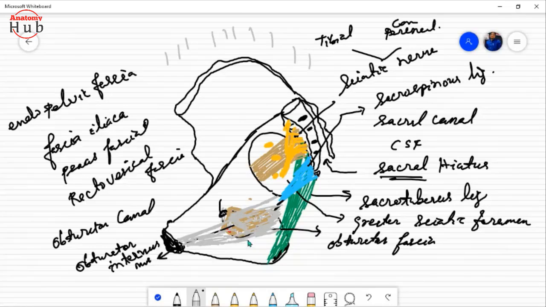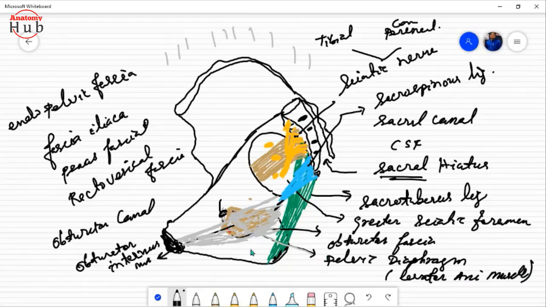And that diaphragm made by the levator ani will be known as your pelvic diaphragm. Okay, that will be known as your pelvic diaphragm, and that is made up of your levator ani muscle. Okay, so here we have seen only one side of the levator ani, and in another sagittal part of the hip bone, you'll find another levator ani like this, right? So both levator ani muscles make the pelvic diaphragm.